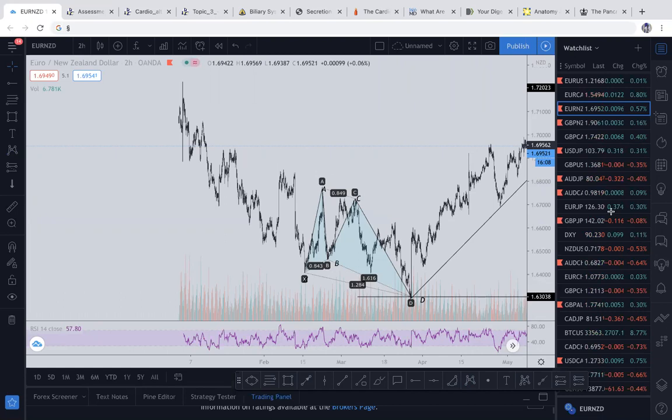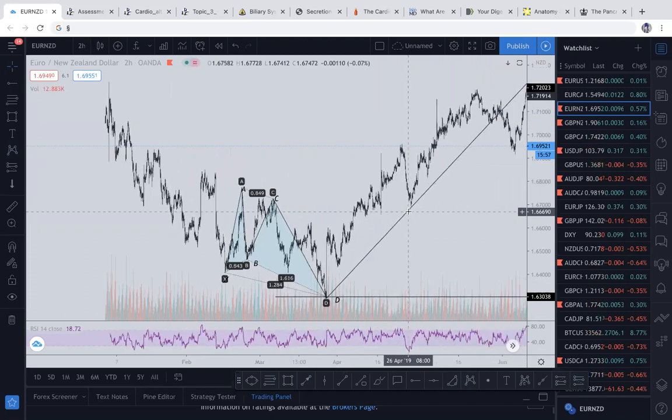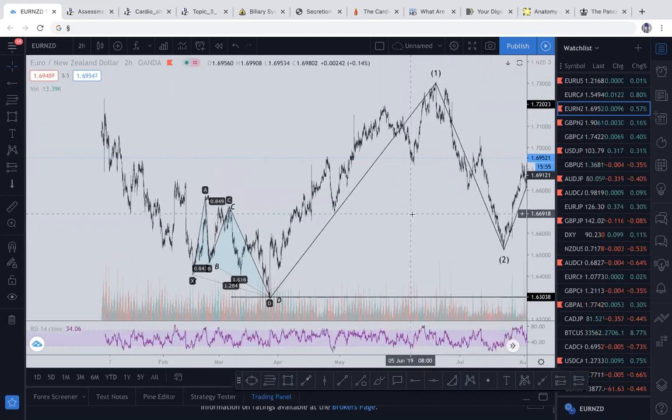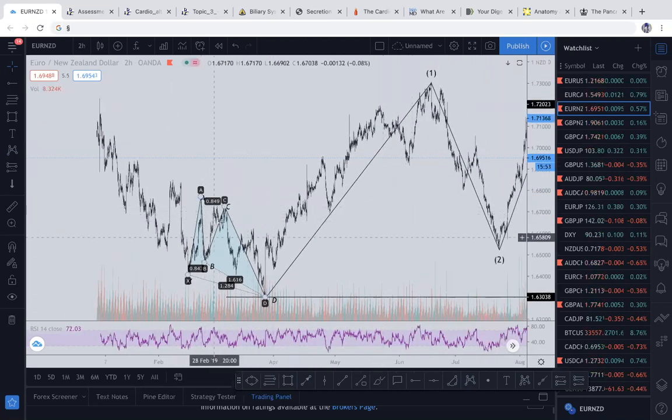What about the beginning of the wave? Yes, the beginning of the wave is very good as well. If you get the beginning of the wave, it is very, very good. So these are all patterns.